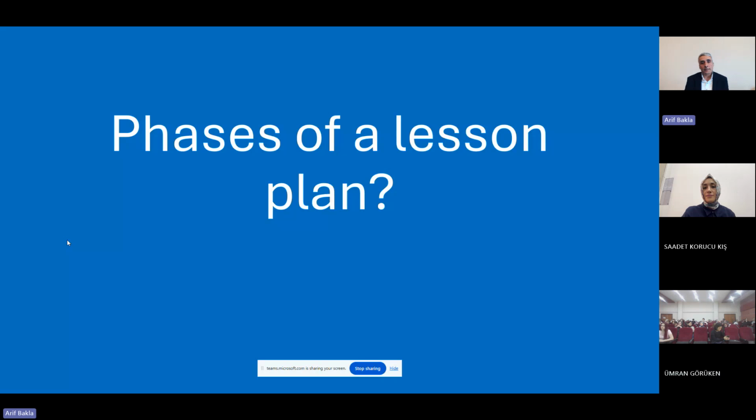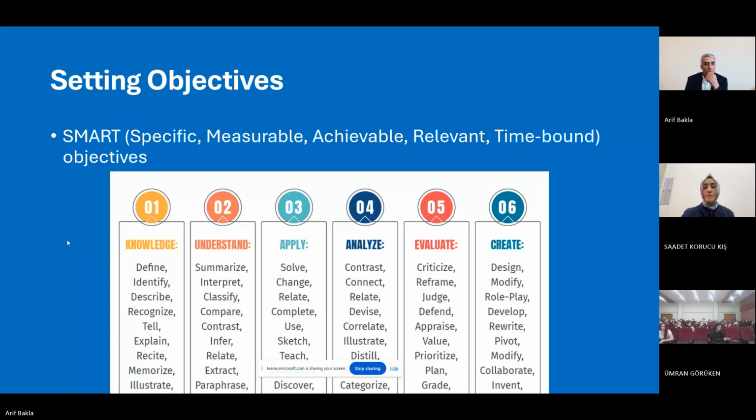So these phases are important, and in each phase of the lesson, AI tools can help us a lot, friends. And I'll show you how. Well, when we come to objectives, you should get a lot of help from AI tools.